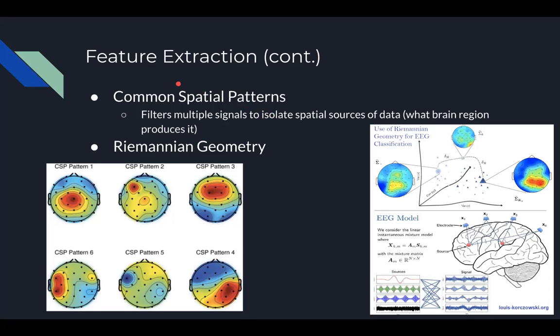Common spatial pattern is basically an algorithm that lets you localize waves depending on where they come from. It's almost like a PCA over space. So if you have EEG signals from all these places on a person's head, you can use common spatial patterns to decide where each of the signals comes from.